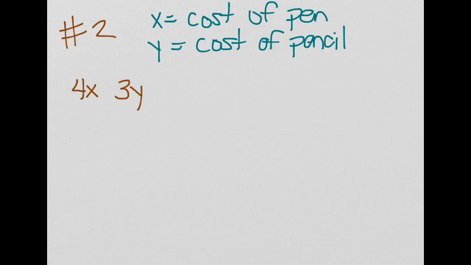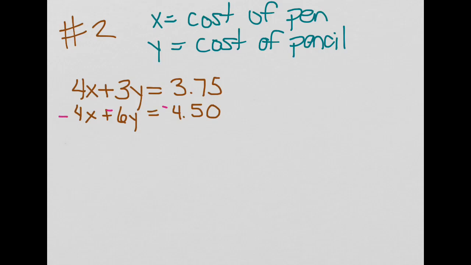And what was her total bill when she bought 4 pens and 3 pencils? That added up to $3.75. Now, Bill went to the same store, so they cost the same amount of money, but he bought 4 pens and 6 pencils, and he spent $4.50. So there's a couple of different ways you could think about this problem. I'm just going to go ahead and solve it right now by the elimination method. I'm going to subtract this entire second row from the first row.